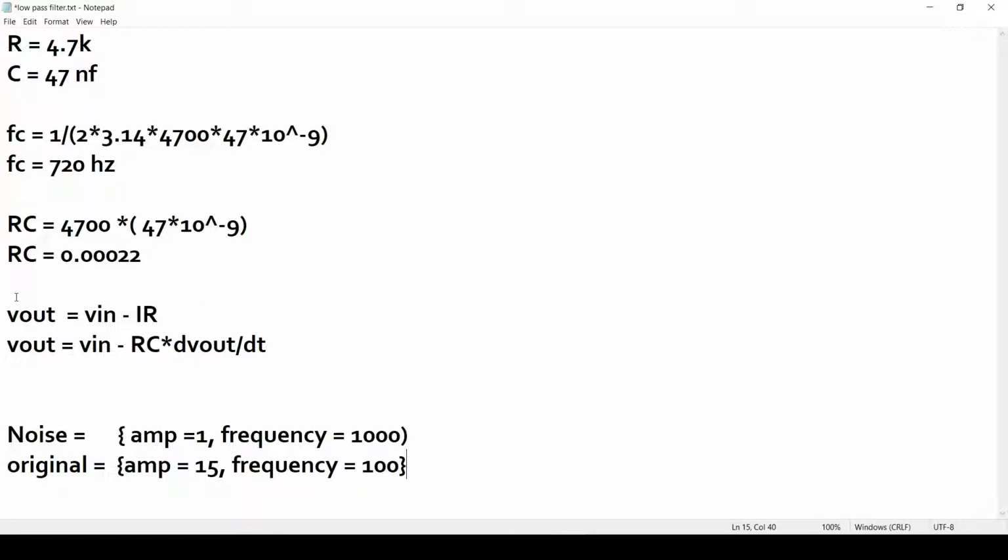So from Kirchhoff's voltage law, V in equals V out plus IR. So V out is the voltage across the capacitor, which is equal to V in minus IR. But what is the value of I? I is equal to C into dV out by dt. I mean I equals C into dVc by dt. But the voltage across the capacitor is the same as the output voltage. So this is my output voltage. So based on this output equation I am going to construct the diagram.